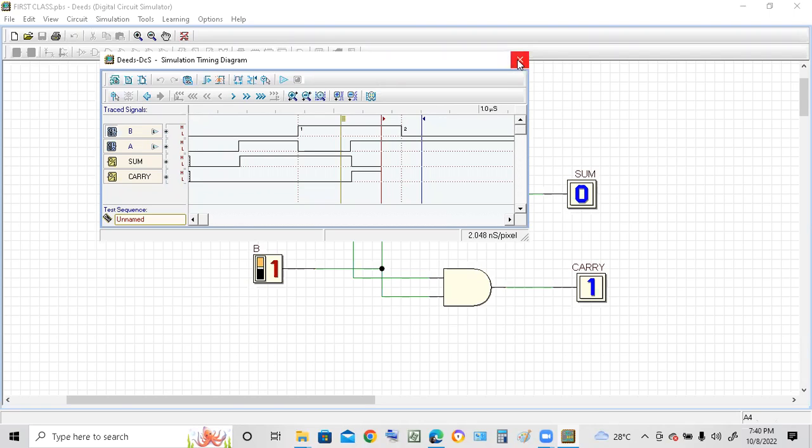Turn it off. Turn off the timing diagram. Hold on, sir. Take a picture of it, and we're going to examine it through the circuit.